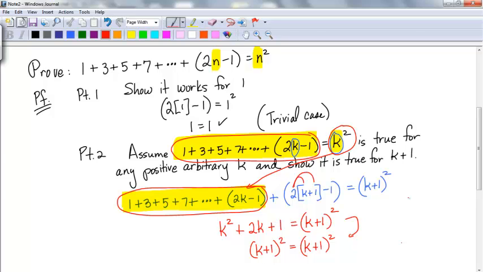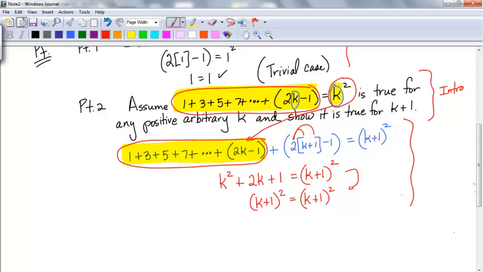So that's the algebra part of it. Okay, this is kind of like the intro statement here. And you have to write that intro statement. When I'm grading these on the test, I'm looking for the trivial case, the steps, I'm looking for the intro, I'm looking for the algebra, and then I'm going to look for the conclusion. Okay, so once you get those true, we proved that it works for the first number. We assumed it worked for any positive arbitrary k and showed it worked for k plus 1. Now it works for all n's. Okay, so this is the conclusion statement.